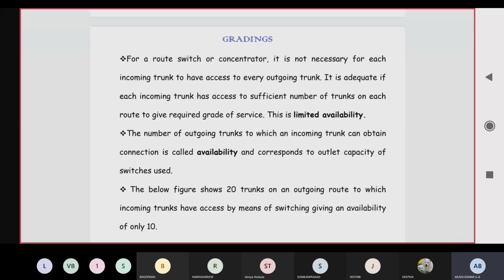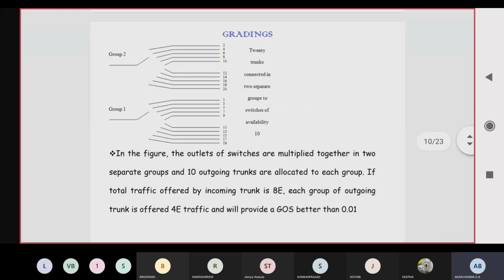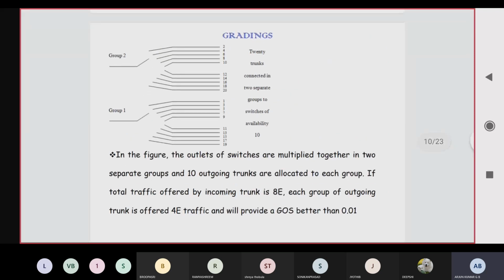It is adequate if each incoming trunk has access to a sufficient number of trunks on each route to give the required grade of service. This is called limited availability. The number of outgoing trunks to which an incoming trunk can be connected is called full availability, and the corresponding outlet capacity of the switch is used.